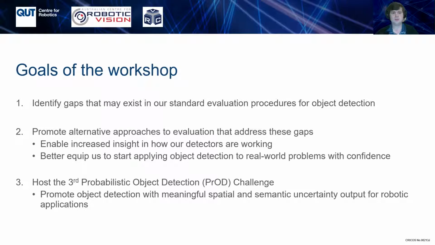The general goals of this workshop were to try and identify any gaps that may exist in our standard evaluation procedures for object detection, to promote alternative approaches to evaluation that address these gaps and enable us to gain increased insight into how our detectors are actually working, and to better equip us to start applying object detection to real-world problems with some degree of confidence.